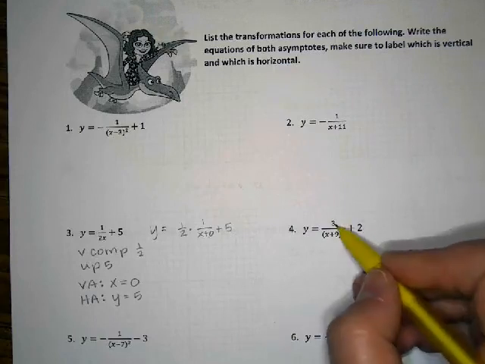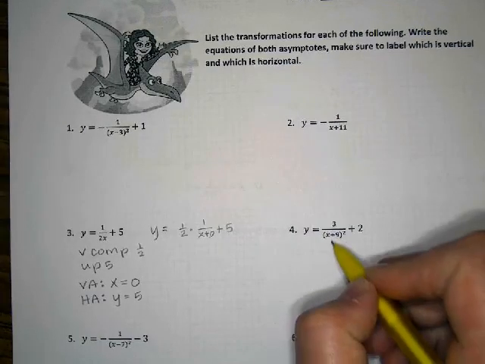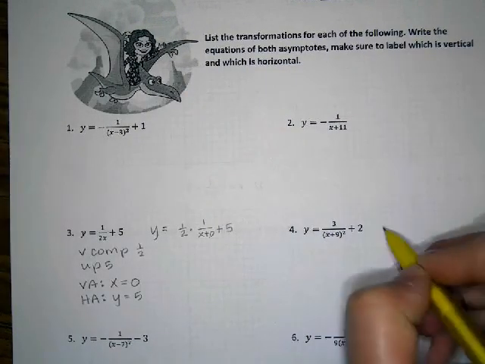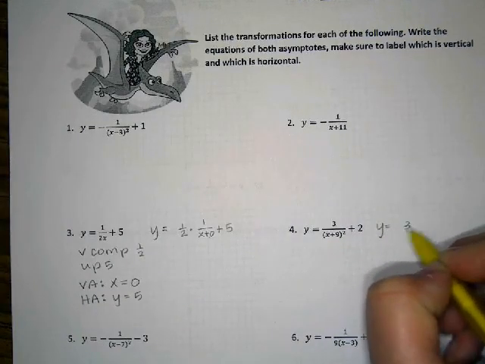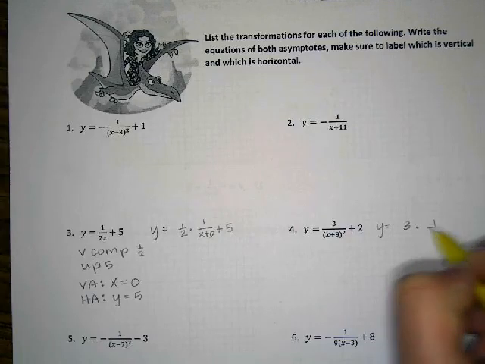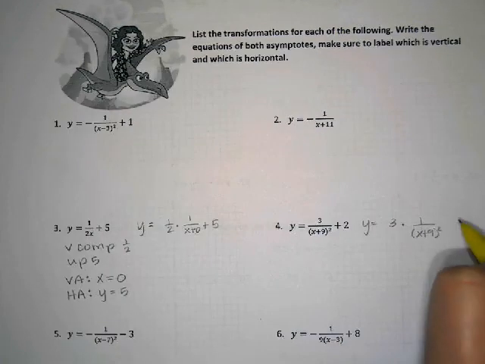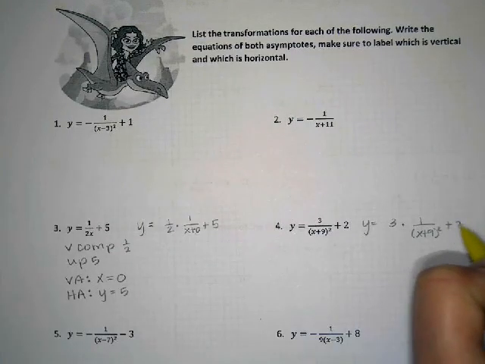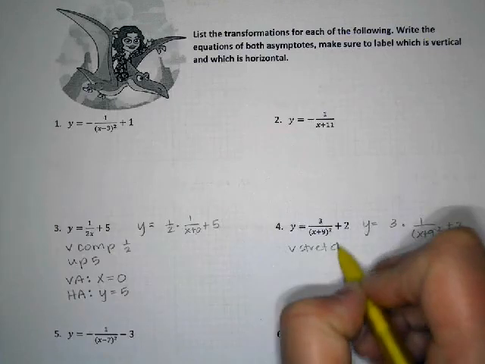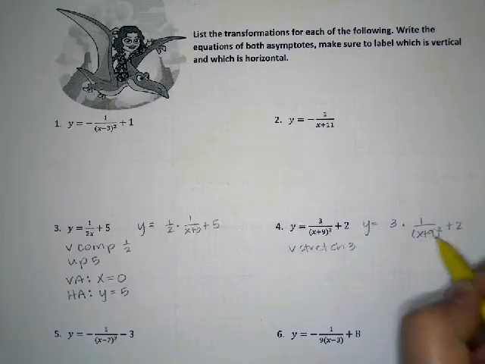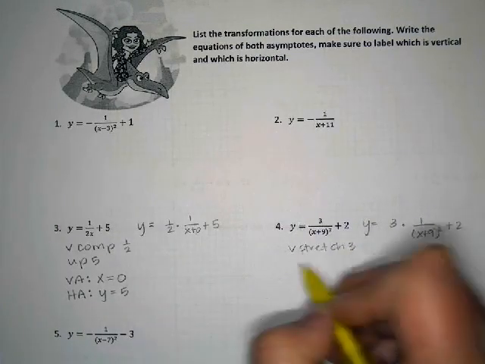But in number 4, we have a 3, even though we don't have a number in front of the x. So I'm going to do the same thing that I did before. I'm going to pull this 3 out in front of the fraction, and then I'm just going to write this as a multiplication problem. And so this is a vertical stretch of 3. And the graph moved to the left 9 and up 2.